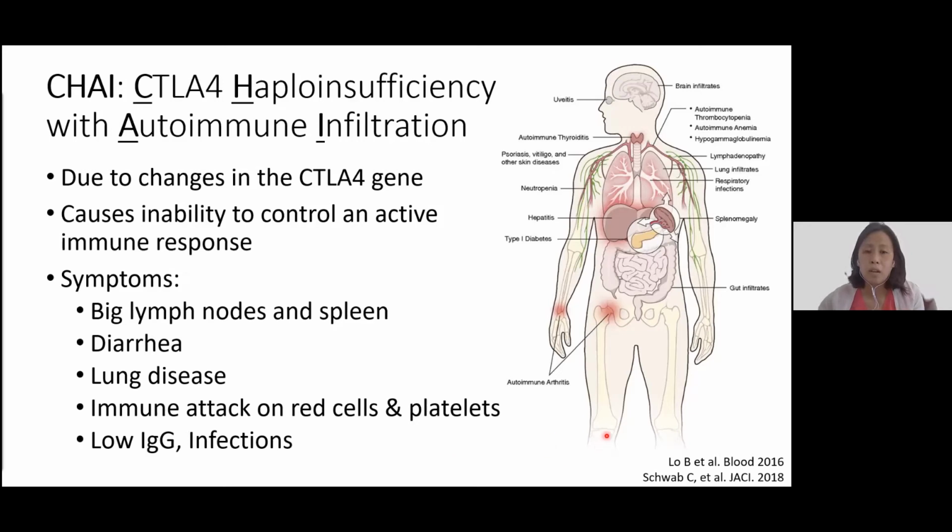And so the figure here on the right side shows the different types of problems that can happen in the body due to the immune system attacking different parts. So the common things that we see in these patients is they can develop big lymph nodes or spleen, or splenomegaly, and this is due to lymphoproliferation, where I was saying that the immune cells are increasing in numbers, even though they don't need to be increasing in numbers. Patients can develop diarrhea, where the immune system is attacking the gut, and they get a lot of diarrhea.